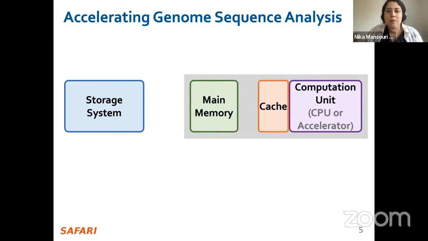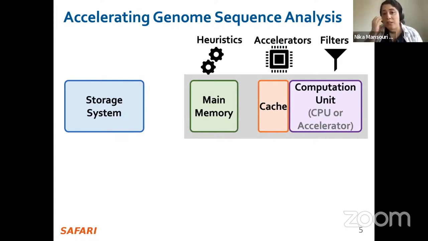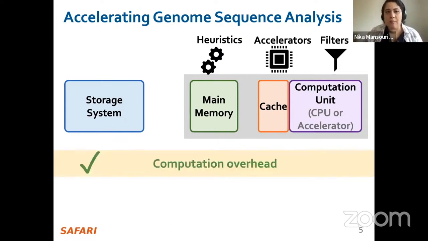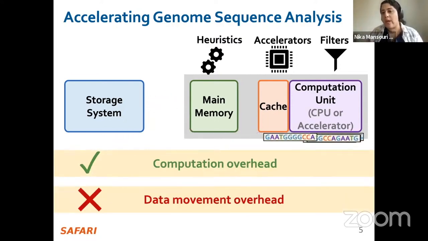So prior works have tried to improve it through efficient heuristics, hardware accelerators, and various filters that prune reads that do not require this expensive computation, at different parts of the stack, let's say in compute-centric or cache-centric, or through solutions near main memory. While these approaches address the computation overhead in read mapping and data movement in these sections, none of them alleviate data movement overhead from storage, whose impact becomes even larger when the other overheads and computation overhead get alleviated.